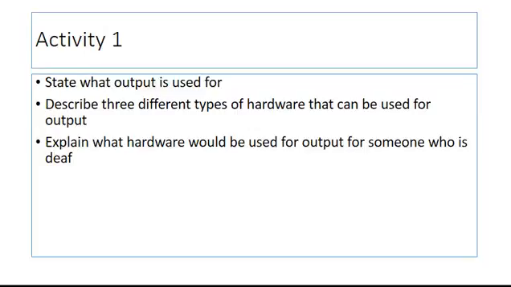So the first activity that you're going to be doing is stating what output is used for, describing 3 different types of hardware that can be used for output, and explaining what hardware would be used for output for someone who is deaf. I'll give you a few minutes to pause the video so you can have a go at these questions.